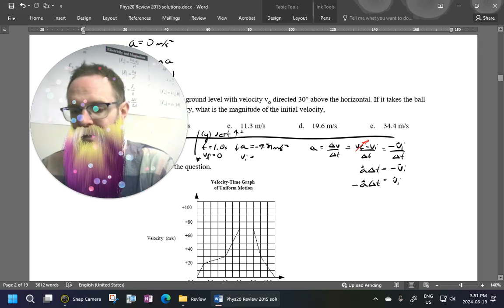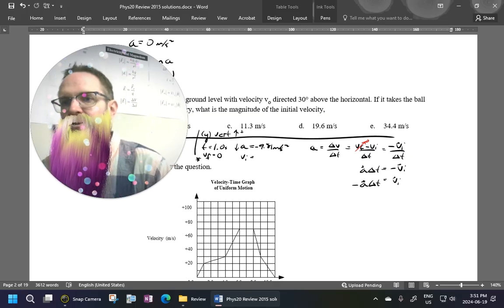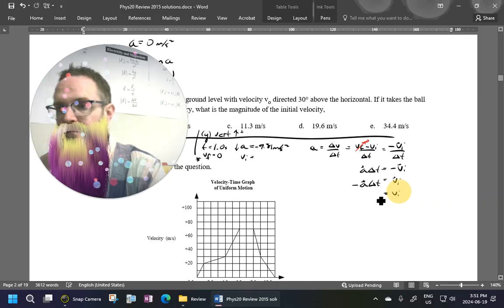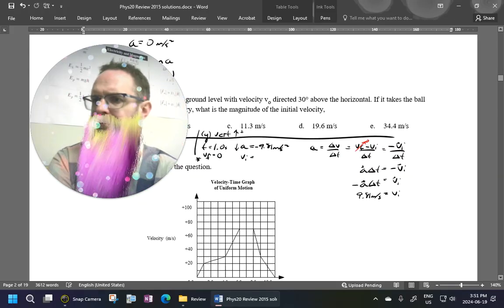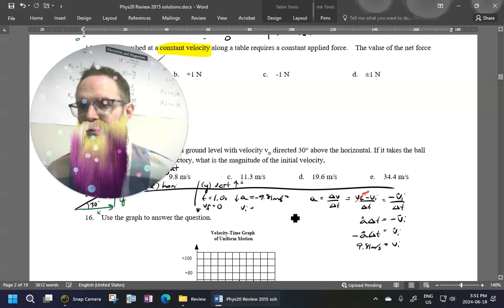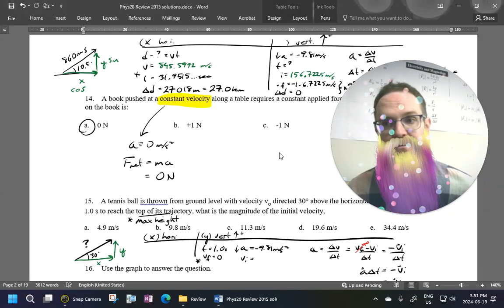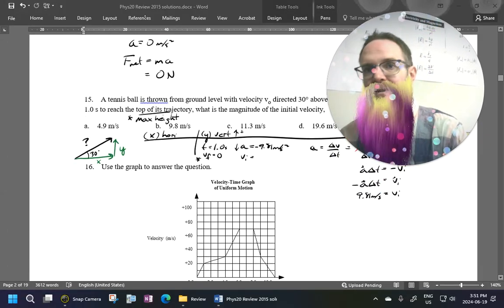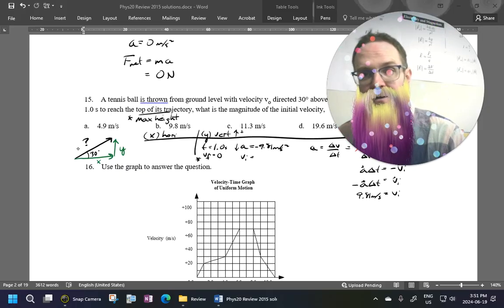Yeah, we got negative 9.81 times the time. So my initial velocity is just 9.81. Okay, now that we know our initial velocity, we're going to take that, because that's not the answer. This is just the y component of my triangle. So now I'm going to take my y component of my triangle and find the hypotenuse. I'm looking for the hypotenuse.